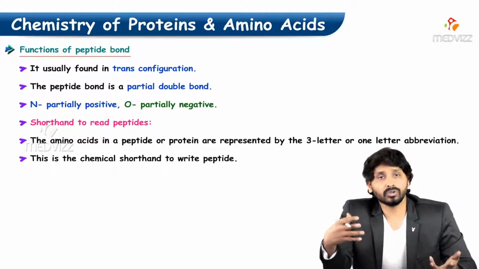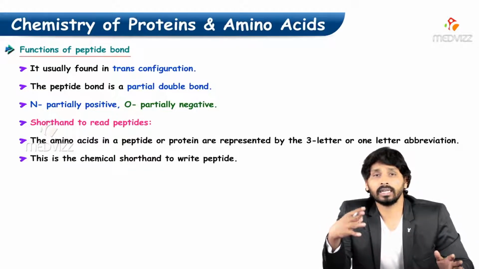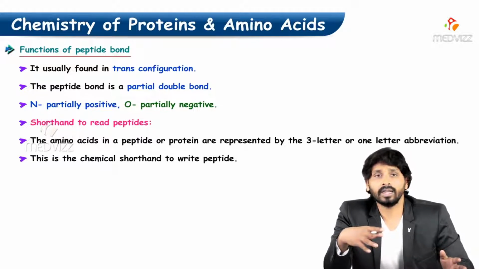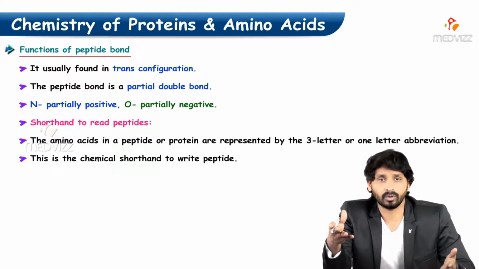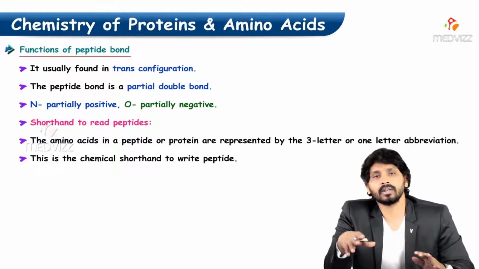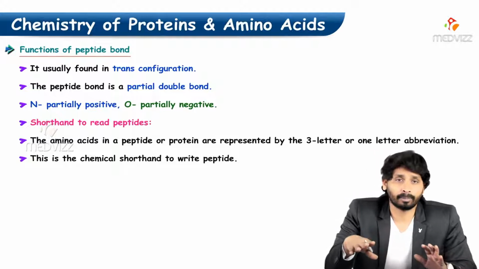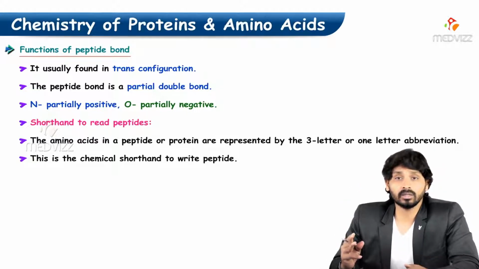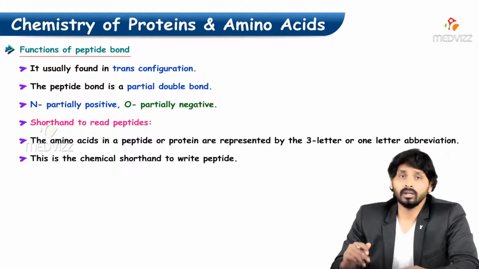It is usually found in a trans configuration, and the peptide bond is partially a double bond. The N is partially positive and the O is partially negative. The amino terminal and carboxy terminal are useful as a shorthand to read the peptides. The amino acids in a peptide or protein are represented by 3-letter or 1-letter abbreviations, a chemical shorthand to write the peptide.